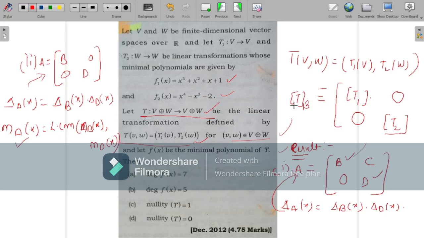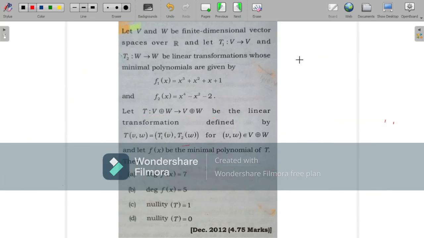If the matrix representation of the linear transformation T is in the diagonal block form, the minimal polynomial of T is the LCM of the minimal polynomials of T1 and T2. That implies that the minimal polynomial of T, which is given as f of x, is equal to the LCM of the minimal polynomials f1 and f2. Now, the minimal polynomial f of x will be the LCM of f1 and f2.